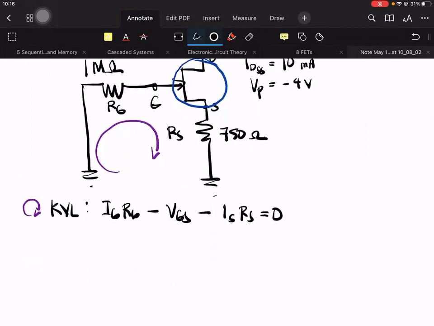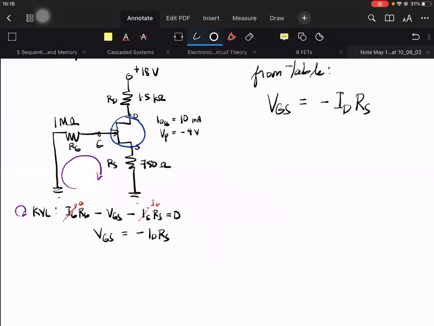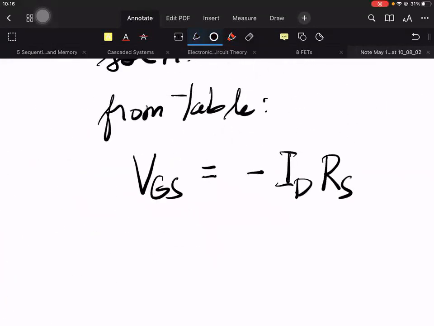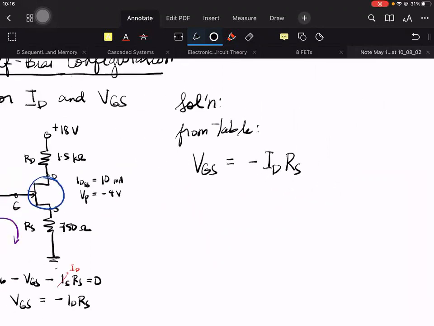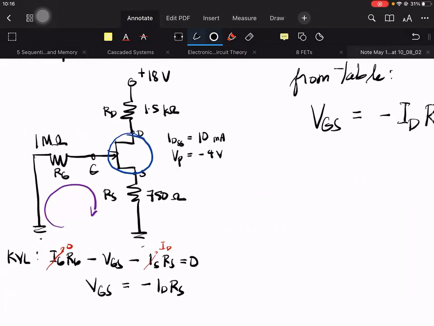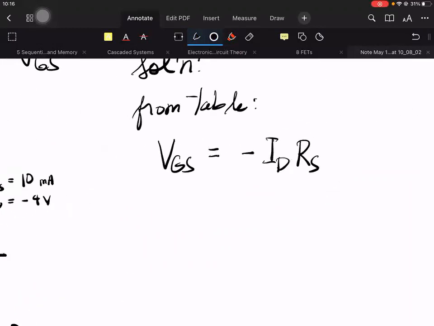But we know from the characteristic of our FET that IG is 0, and IS is equal to ID. Transposing VGS to the other side, VGS now is equal to negative ID RS. Hence, this formula from the table. All of these are derived using KVL, but for solving problems, again much like the BJT, just refer to the table. So VGS is equal to negative ID RS.